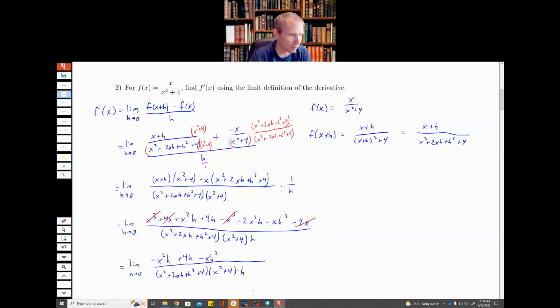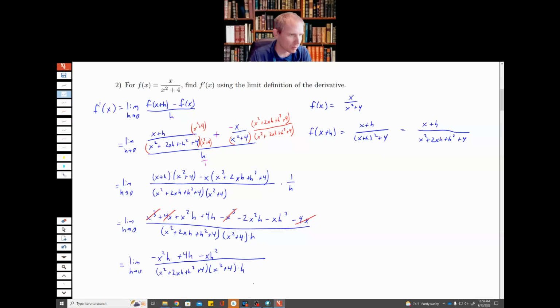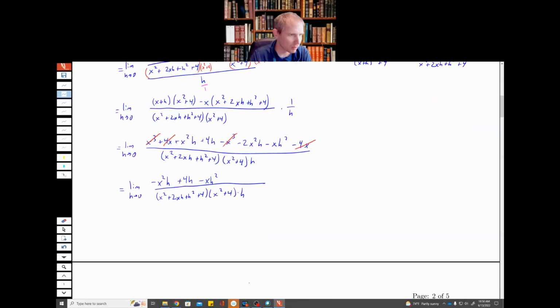Leaving the denominator completely alone again. All right, now the numerator, everything left has an h in it. If that's not the case, that means you made an algebra mistake somewhere. But everything left has an h in it, so let's factor that h out. If I factor out the h, I get negative x squared plus 4 minus xh.